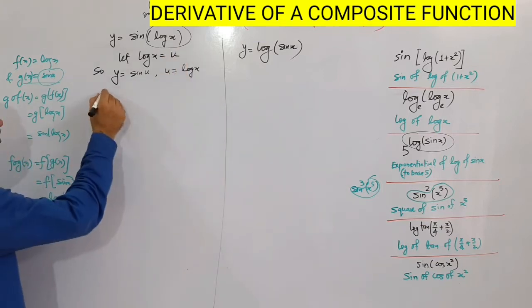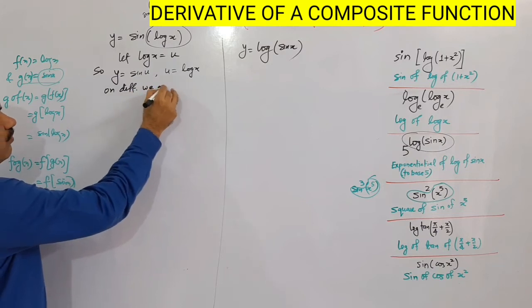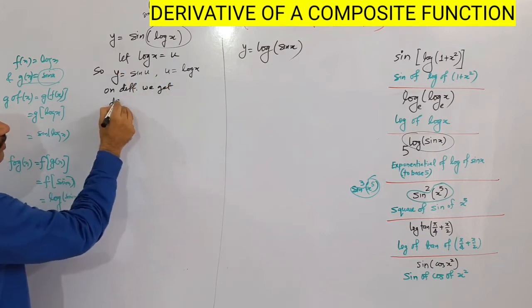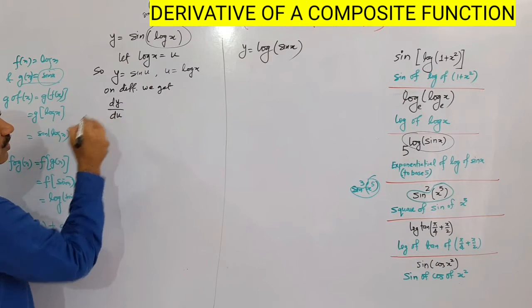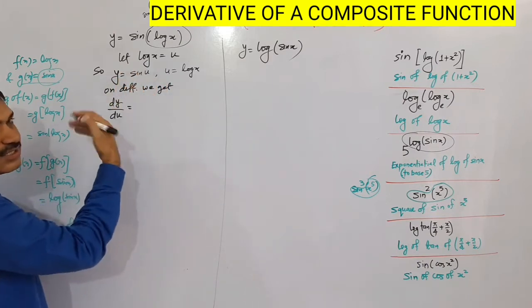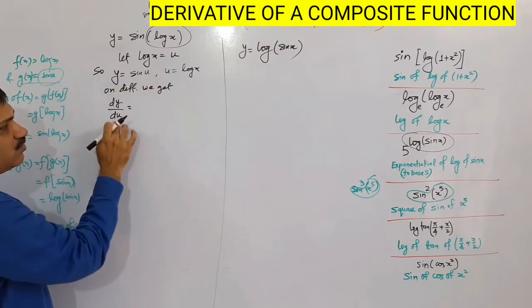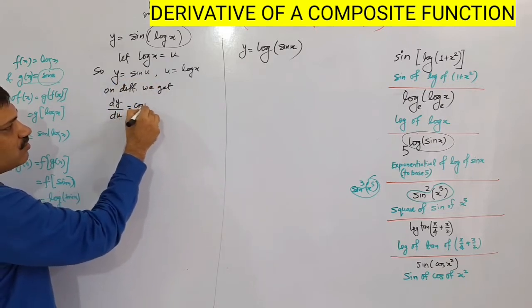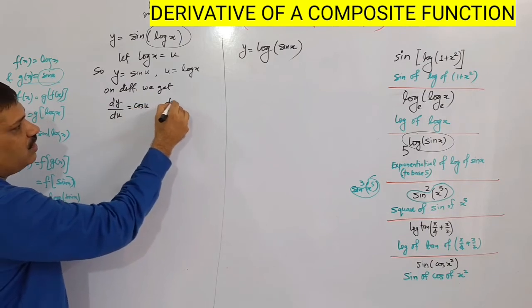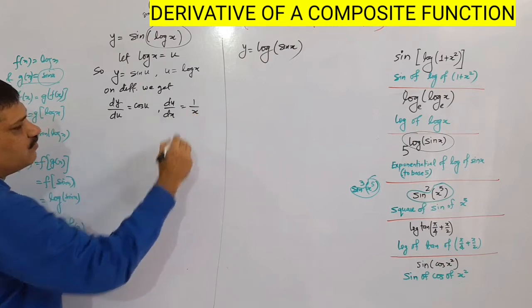So what do we get on differentiating? We get dy by du. The derivative of sine of u with respect to u will simply give us cos of u. Then du by dx. u depends on x. The derivative of log x is 1 upon x.